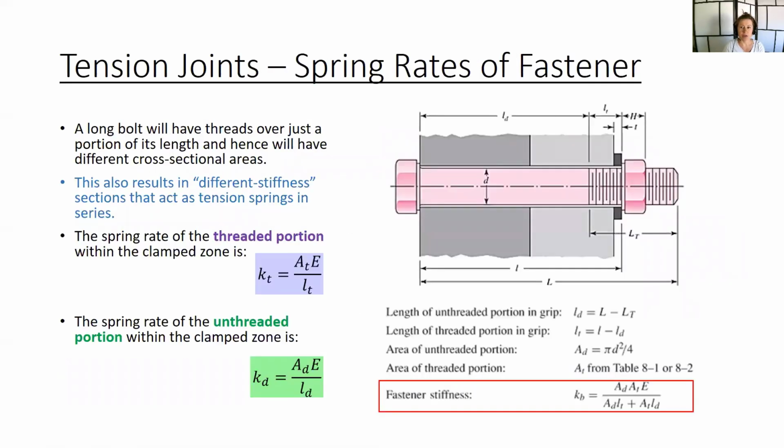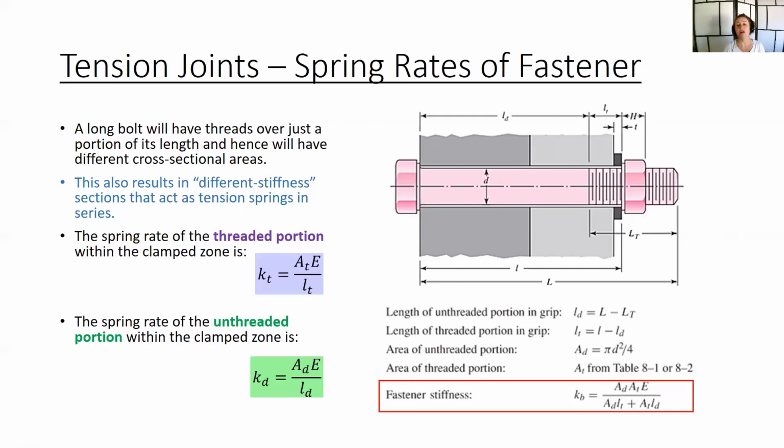Another feature that makes our spring model a bit more complicated is the fact that a long bolt will have threads over just a portion of its length, and hence will have different cross-section areas. So in this picture here, there's a long region of the bolt that's unthreaded, and then a shorter region of the bolt that is threaded. We don't need threads extending over the whole fastener because we only need threads essentially where the bolt is going to engage with the nut to hold the materials together.